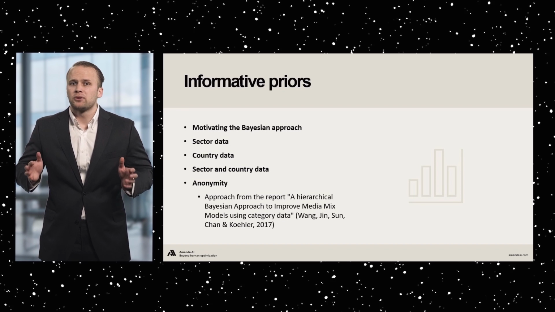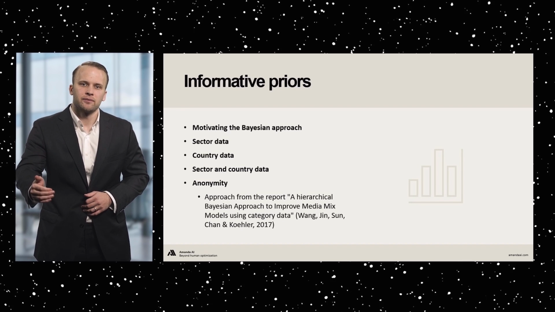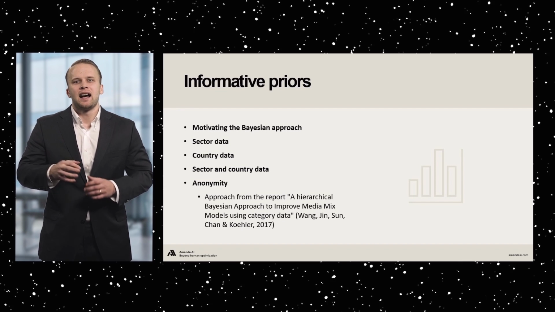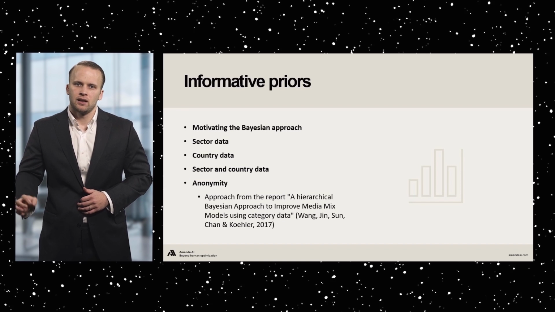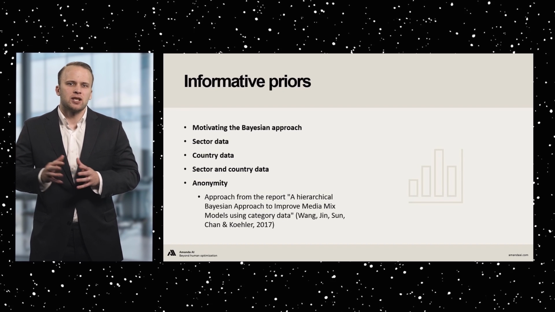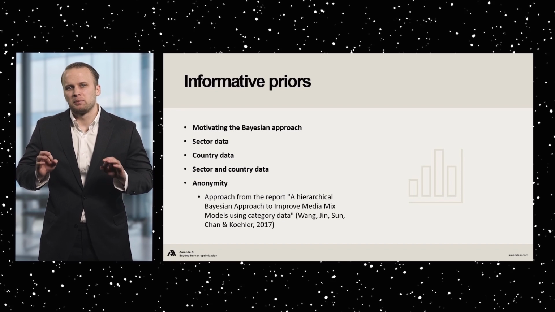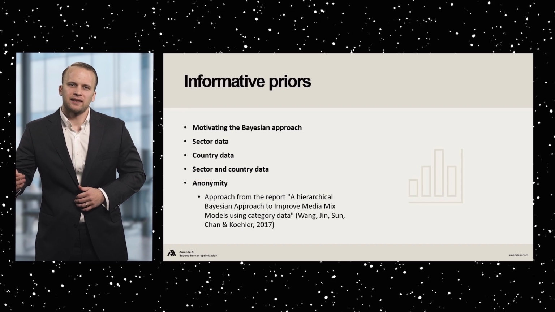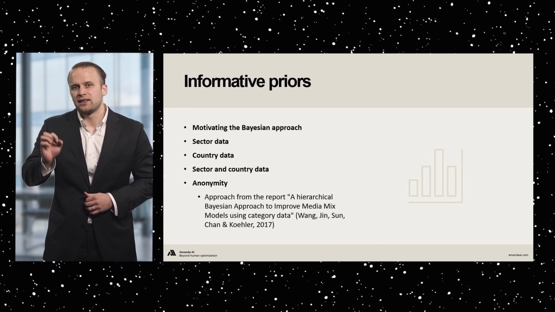Consequently, we opt to construct priors based on insights obtained from analyzing experimental data from customers within the target sector and country. We follow the approach proposed in section 4 of the Google paper titled A Hierarchical Bayesian Approach to Improve Media Mix Models Using Category Data. This approach enables us to maintain some sort of anonymity between customers in a specific sector and country. Essentially, the priors we establish for a specific client are extrapolated from insights derived from other customer data rather than being directly derived from the actual data itself.